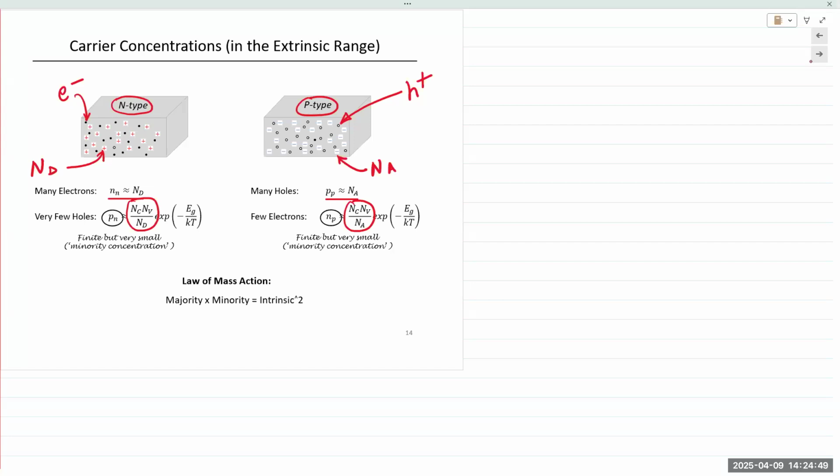So oftentimes we have these confusing things. We need context to make sense of what is actually being referred to. So NC and NV are the number of states, ND and NA are the number of atoms. But in both cases, the N indicates the total number. That's a total number of something.